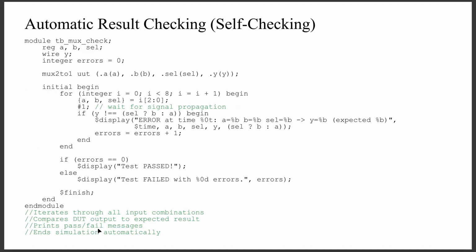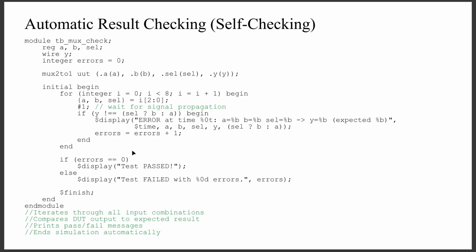Automatic result checking, or self-checking. So we write this test bench called mux_check. We declare some registers, a wire, and an integer called errors set equal to 0. We use the module mux2to1 and call it the unit under test. We send our variables into the module, then we begin. So we do a for loop, and we set A, B, and sel equal to 0.